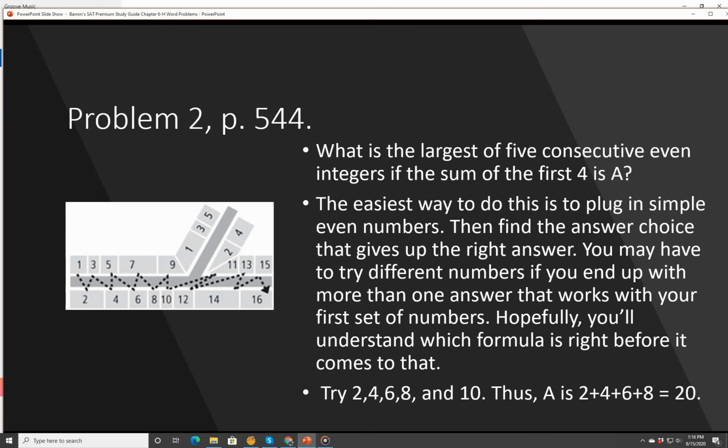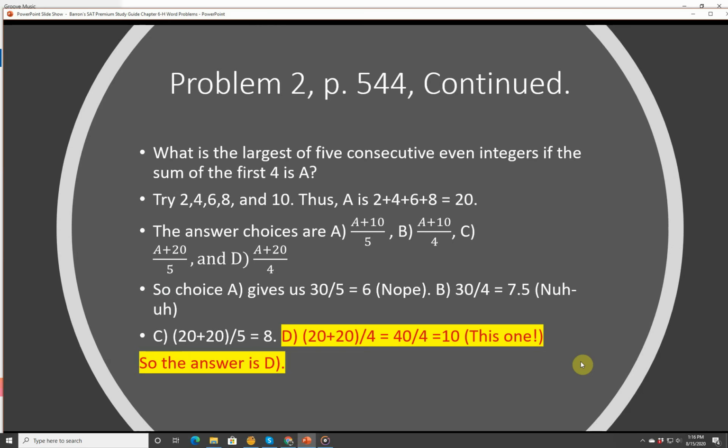So let's try 2, 4, 6, 8, and 10. Thus, A is equal to the sum of the first 4, which is 2 plus 4 plus 6 plus 8. You can do this little neat trick: 2 plus 8 is 10, 4 plus 6 is 10, 10 plus 10 is 20. So 2 plus 4 plus 6 plus 8 is 20.